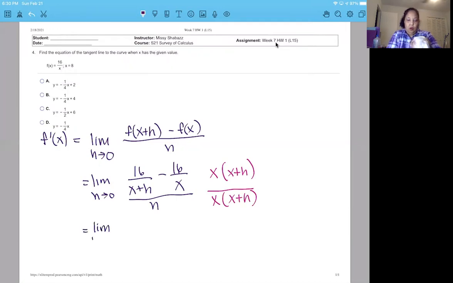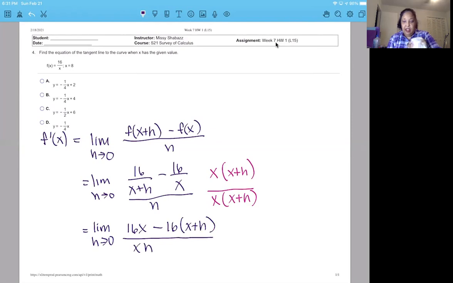So when I multiply that first term, my 16 over x plus h, the x plus h is going to cancel. So I'm going to end up with a 16x. When I multiply that second term, my x is going to cancel, and I'm going to get a 16 times x plus h. All right, and everything's going to stay in the denominator. I'm going to go ahead and distribute my negative 16. So I get a 16x minus 16x minus 16h all over x times h, x plus h.